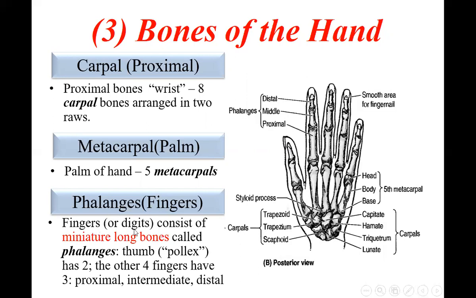Fingers or digits consist of miniature long bones called the phalanges. If you see here, these are also long. Even though they are small in size, they are not called short bones, but long bones, because the length is more than the width. So these bones are called phalanges. This is the proximal, this is the middle, and the distal phalanx.